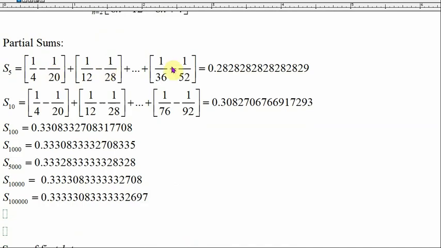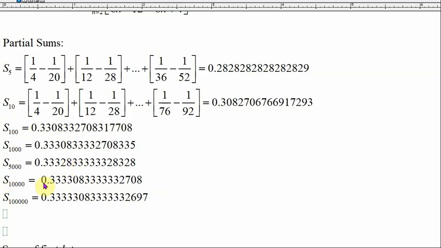This is the sum of the first 5 terms, and it's 0.282828. Sum of the first 10 terms is 0.308270. Sum of the first 100 terms is 0.338083. Sum of the first 1,000 terms is 0.3330833. Sum of the first 5,000 terms is 0.3332833.